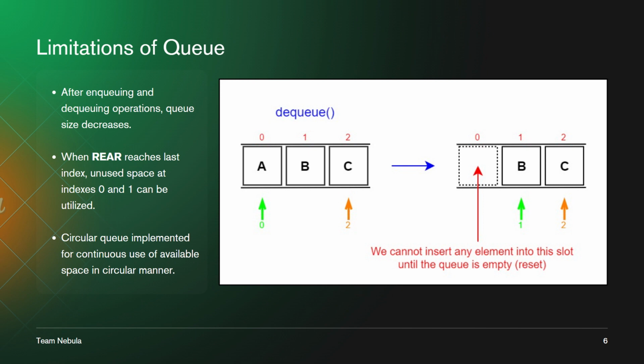Limitations of queue. After performing some enqueuing and dequeuing operations, as shown in the image below, the size of the queue has decreased. Once the rear reaches the last index, we can utilize the empty spaces at indexes 0 and 1 only when the queue is reset. To achieve this, a modified queue called the circular queue is implemented, which allows continuous use of the available space in a circular manner.